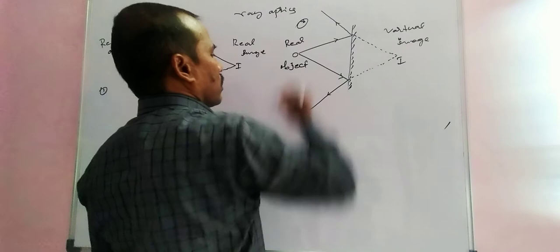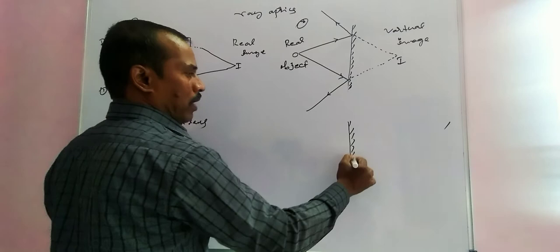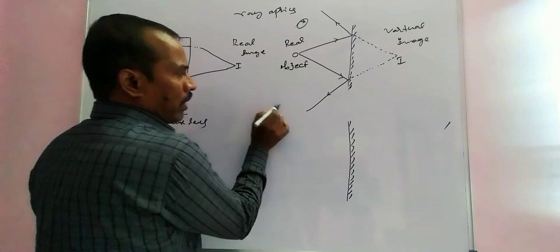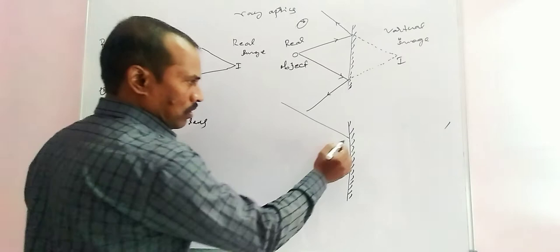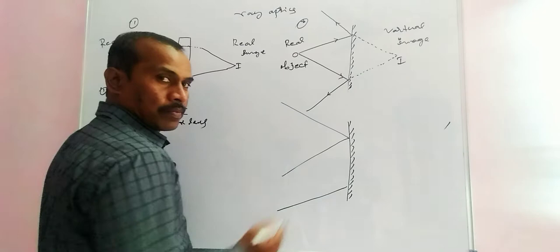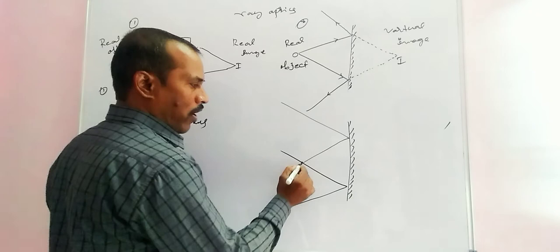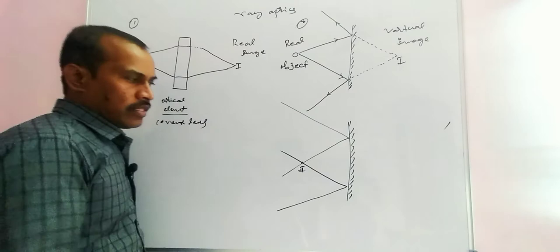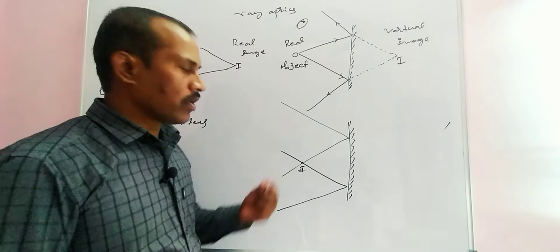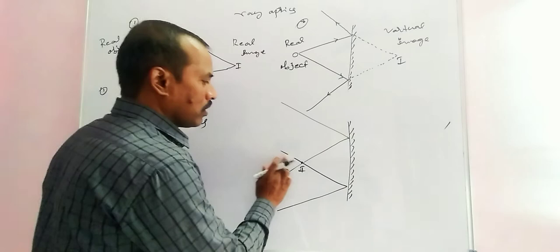Now the third case, for example, a plane mirror. A light ray is incident on the plane surface of the mirror and reflects, and another ray is incident on the plane mirror and reflects. These two rays intersect at point I. This point indicates the image of the object, so I is the image of the object.